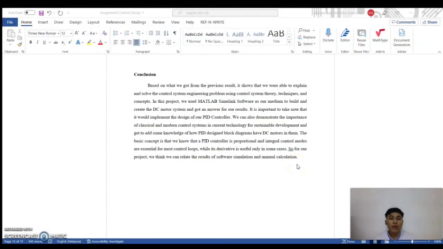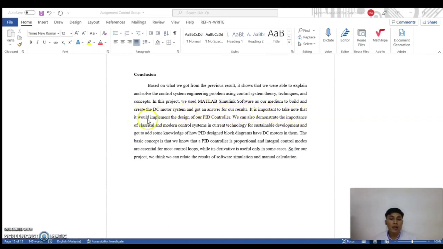Now I will explain our conclusion of the project. Based on what we got from the previous results, it shows that we were able to explain and solve the control system engineering problem using control system theory, techniques, and concepts. In this project, we used MATLAB Simulink software as our medium to build and create the DC motor system and got an answer for our results.